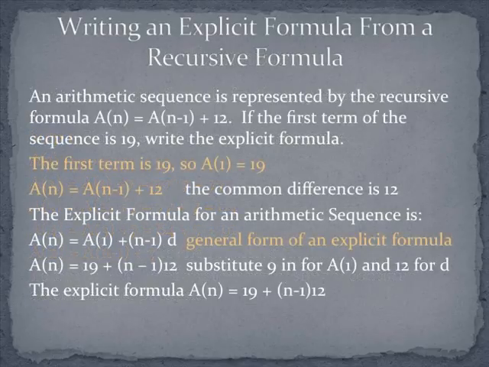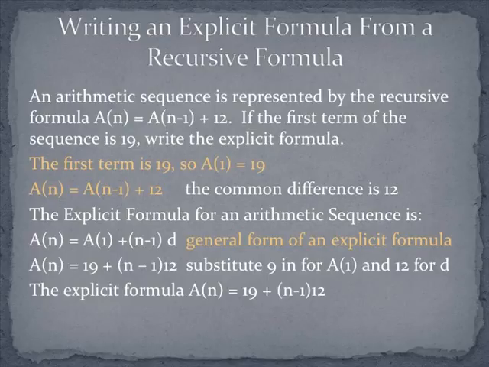Writing an explicit formula from a recursive formula. An arithmetic sequence is represented by the recursive formula a sub n equals a sub n minus 1 plus 12. If the first term of the sequence is 19, write the explicit formula. The first term is 19, so a sub 1 equals 19. We have a sub n equals a sub n minus 1 plus 12. The common difference is 12.